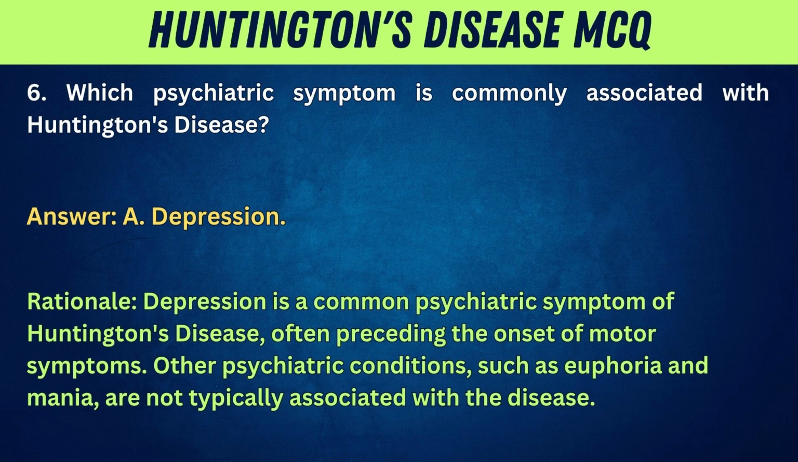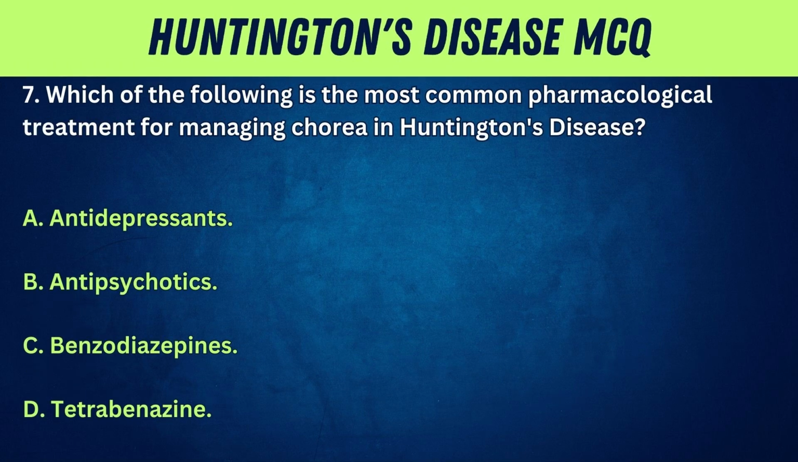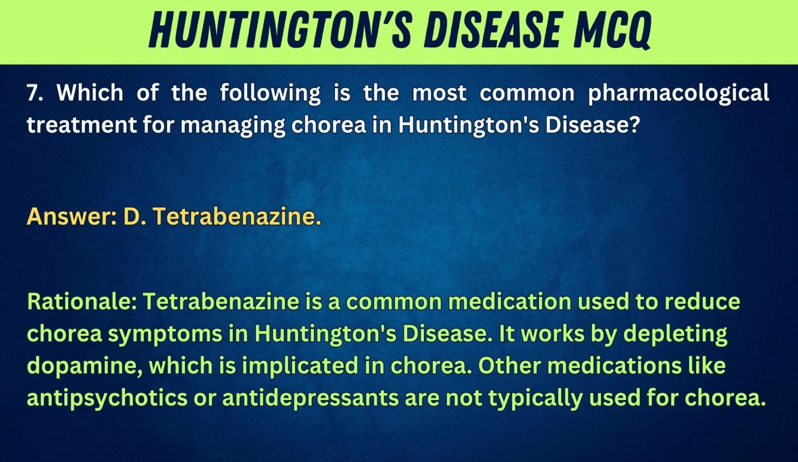Other psychiatric conditions, such as euphoria and mania, are not typically associated with the disease. 7. Which of the following is the most common pharmacological treatment for managing chorea in Huntington's disease? A. Antidepressants. B. Antipsychotics. C. Benzodiazepines. D. Tetrabenazine. Answer: D.